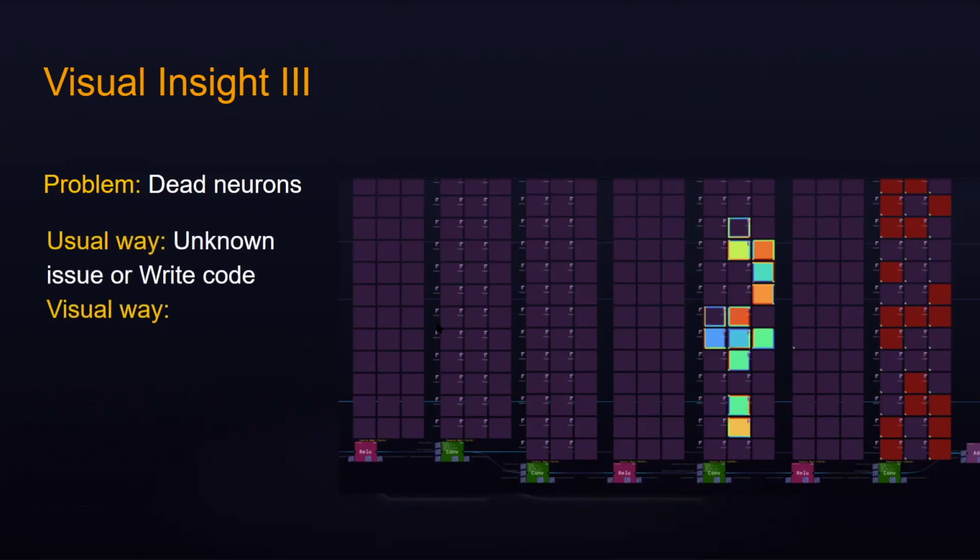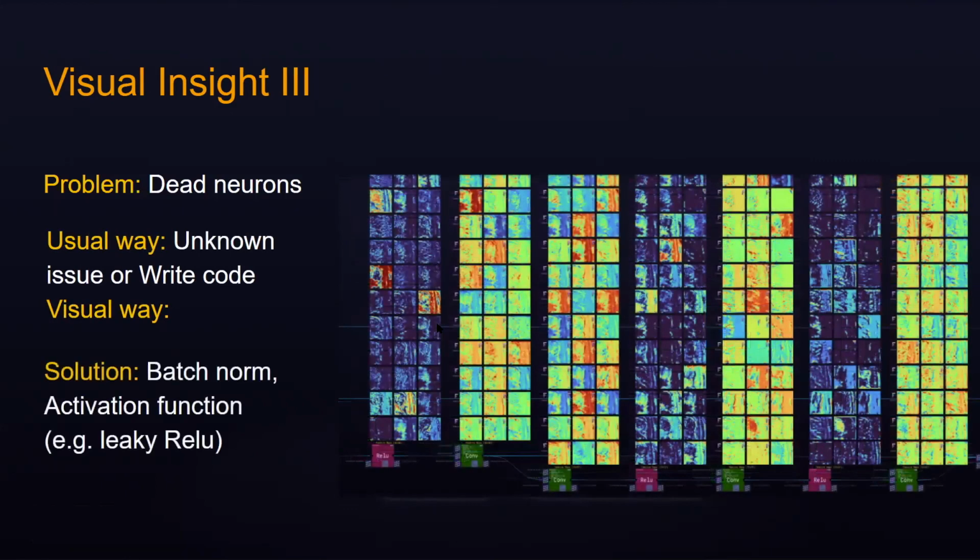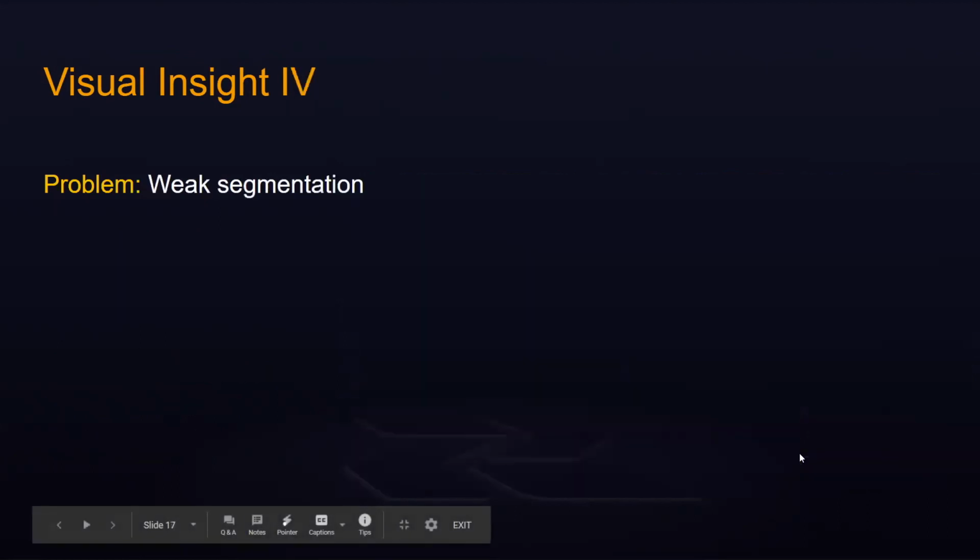So we tried to add some batch normalization, and we could also use another activation function such as leaky ReLU, and after that we could confirm that the signal is passing through this branch, and we could improve the results.